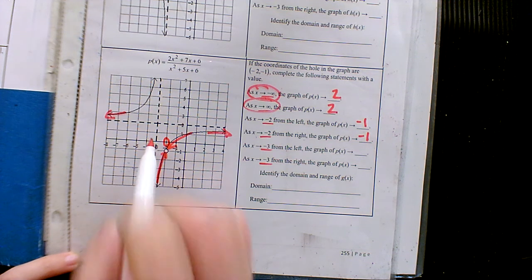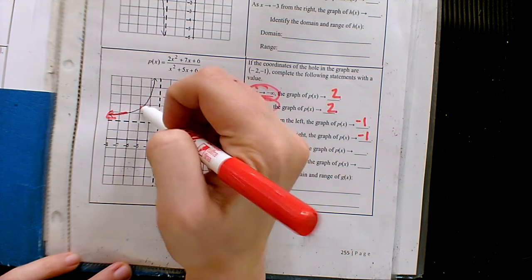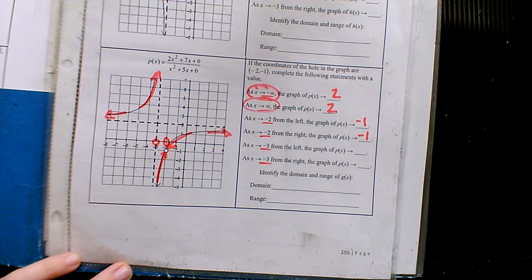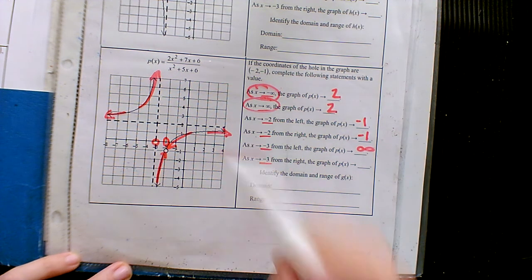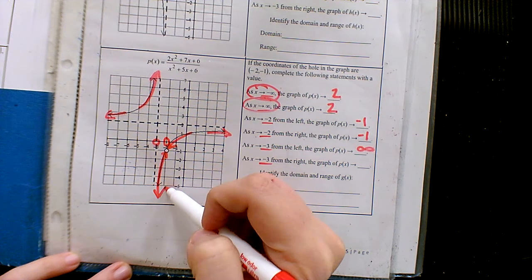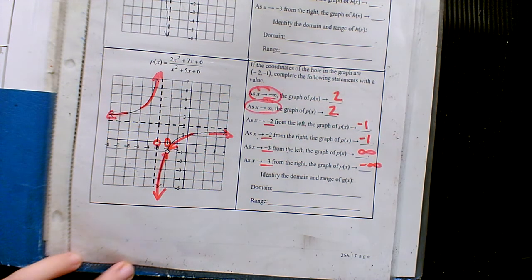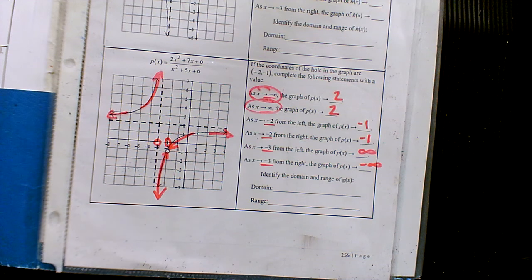Let's try -3 this time. All right, there's -3. If we trace the left-hand side, the graph goes up forever, so that would be positive infinity. And if we trace from the right-hand side, the graph would go down forever, so negative infinity. Coming back a little bit.